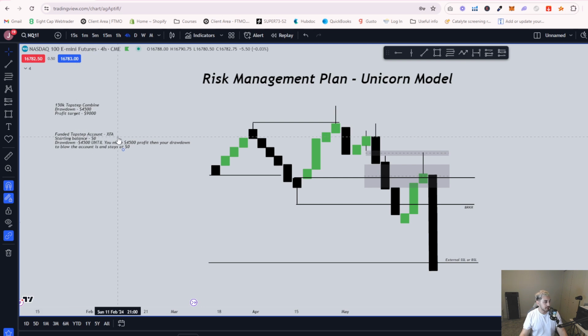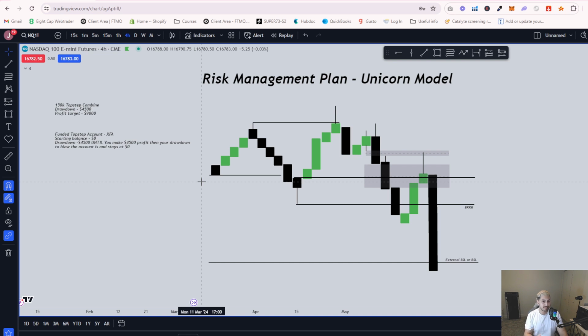But once you get funded, you get an XFA. Your starting balance is 0, and your drawdown is $4,500 until you make $4,500 in realized profit. Then your drawdown to blow the account is, and stays at, 0. So if you were to make $10,000 on that XFA account, on the funded Top Step account, your drawdown to blow the account stays at 0.